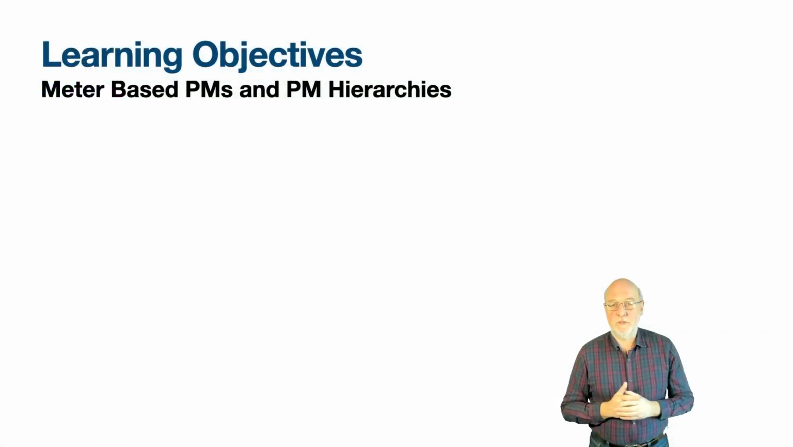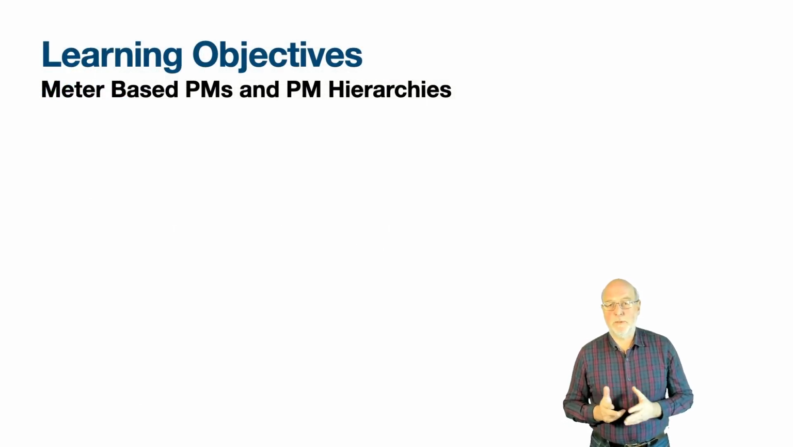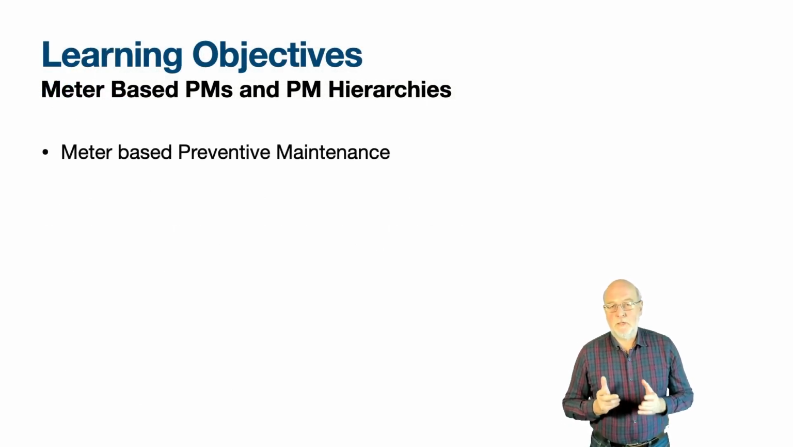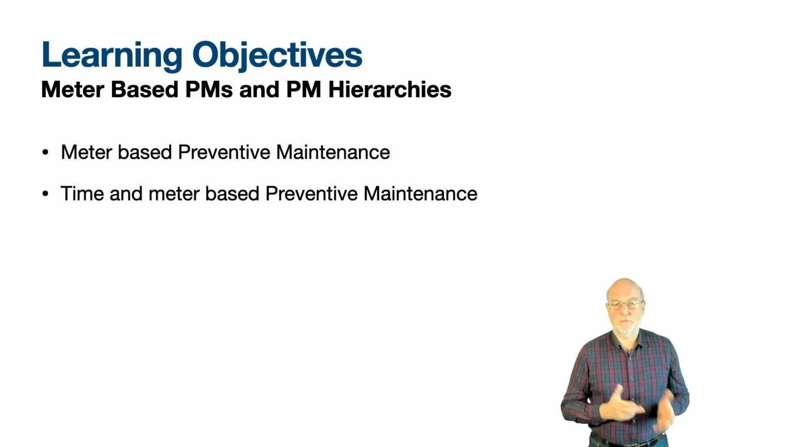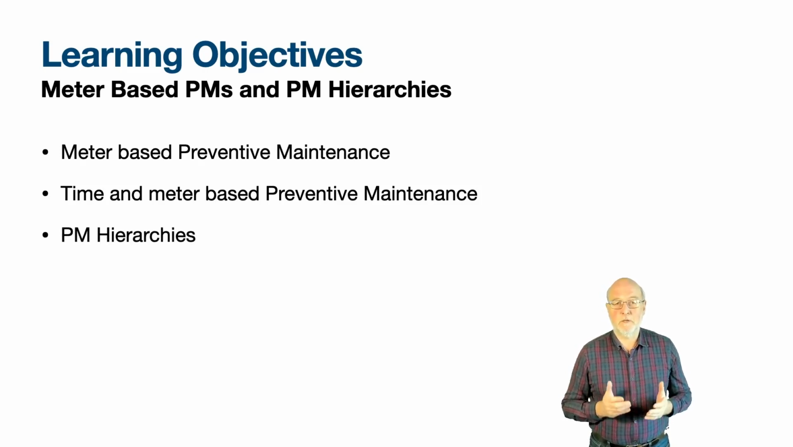This is the second video on preventive maintenance, and today we'll extend our knowledge into meter-based PMs, including a little discussion on what happens when you combine time and meter-based frequencies. We will then follow this with a look at PM hierarchies and what triggers the creation of a work order, whether time, meter, or a combination of both. If you have not watched the first video on preventive maintenance, then this will be a good starting point.